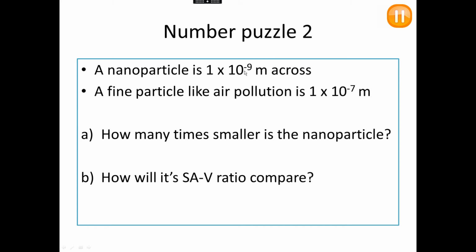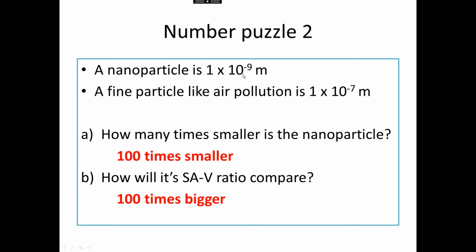A nanoparticle is 1 times 10 to the minus 9 across. How many times smaller is it than the fine particle? What will that do to its SAV ratio? Pause the video, try and work that out. Here come the answers. If it's 1 times 10 to the minus 9, that is 100 times smaller than 1 times 10 to the minus 7. If it's 100 times smaller, its SAV ratio will be 100 times bigger.